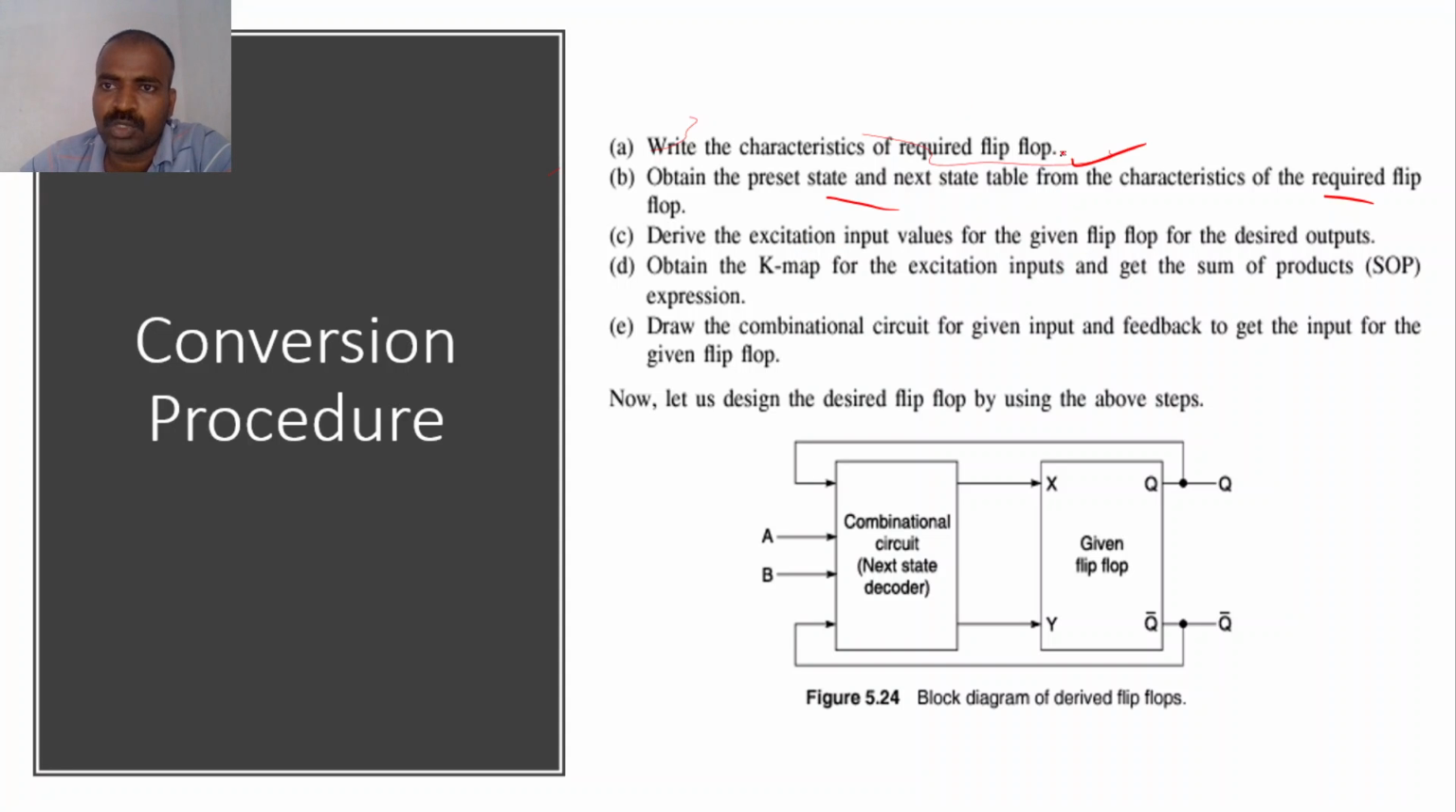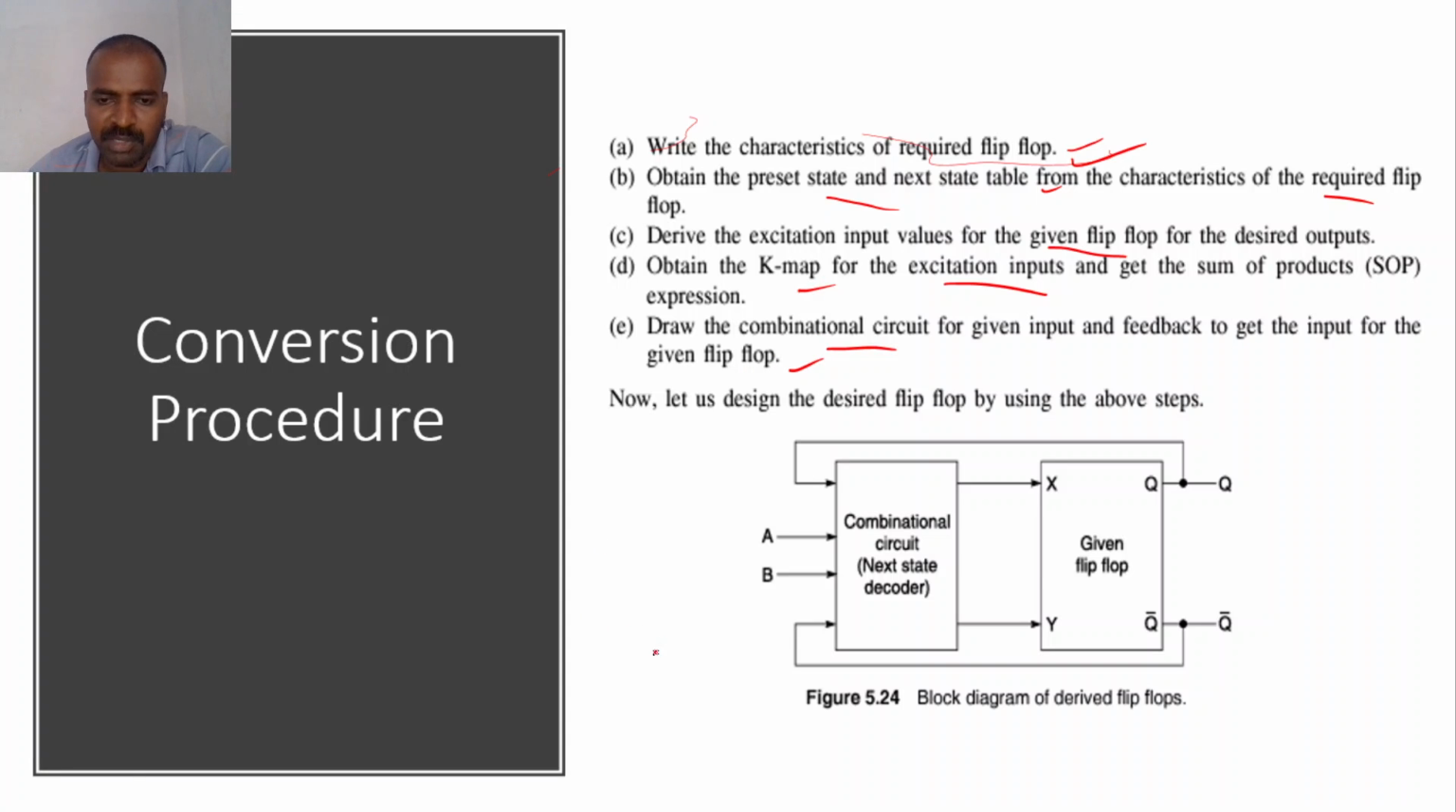Yes, the first two steps are for the required flip-flop, and the third step is to write the excitation input for the given flip-flop. The fourth one is to obtain the K-map for the excitation inputs. Then the last step is to draw the combinational circuit for the given input and feedback, to get the input for the given flip-flop.